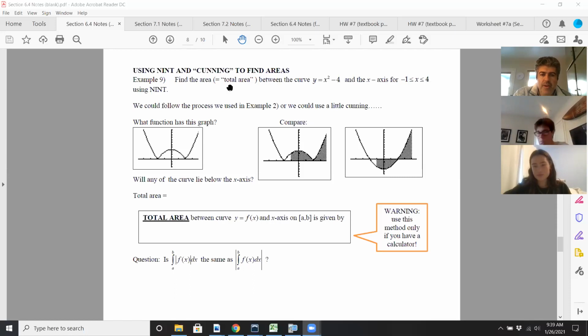So you have to find the total area between the curve y equals x squared minus 4 and the x-axis for that interval. We did this already in the previous example, but using NINT. NINT, just so you know, stands for numerical integration.